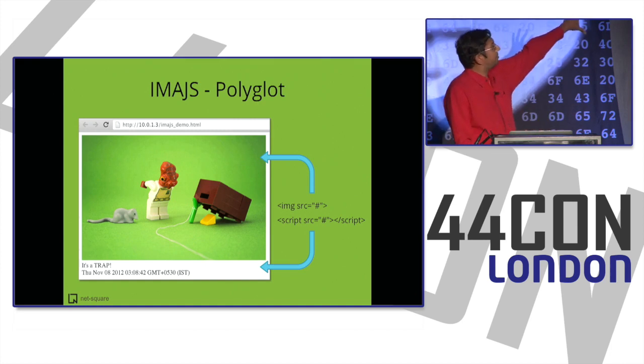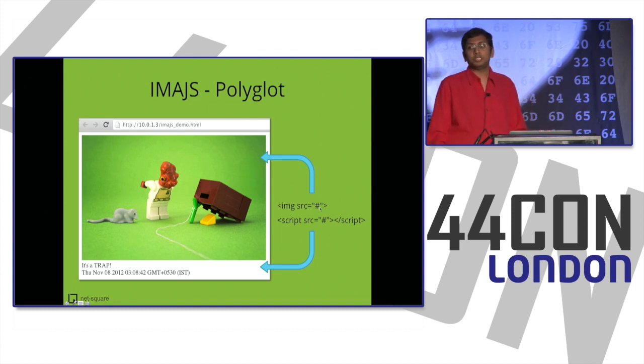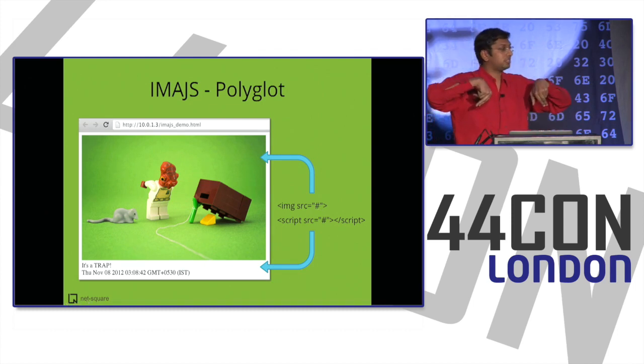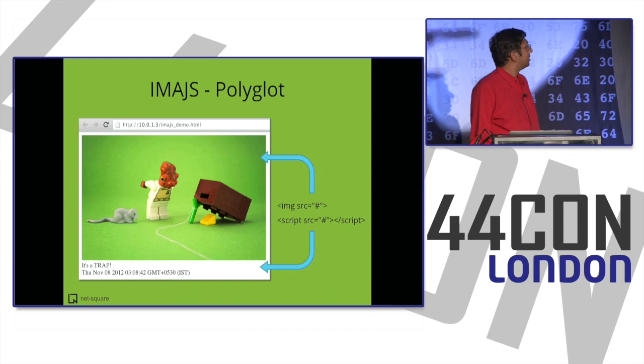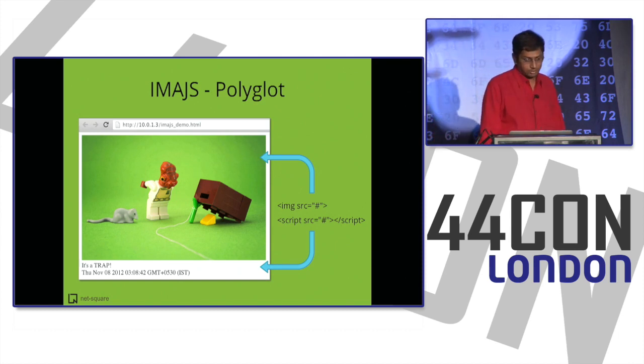This is the same file. If you read the code on that side of the image, and I'm seriously directionally challenged, aren't I? You say image source equals hash, which means pull the same content into itself. Hash means self. And then you see a perfectly valid image. But if you have script source equals hash, the same pixels run as JavaScript, and it'll run JavaScript on top.